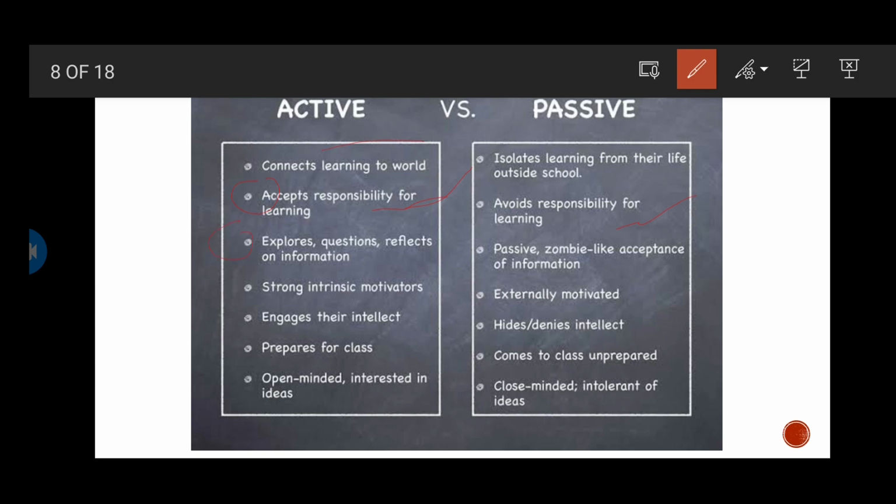Next point, active listening explores questions and reflects on information. While you are in an active phase of listening, you will pose questions towards the lecture, ask what's this and what's that, and clarify your doubts. But that won't happen in passive listening, which is a zombie-like acceptance of information. You will just move on with the PPT, you won't even ask doubts, you will just move on like a zombie. That is one of the major differences between active and passive.